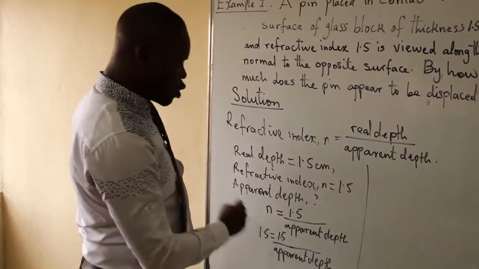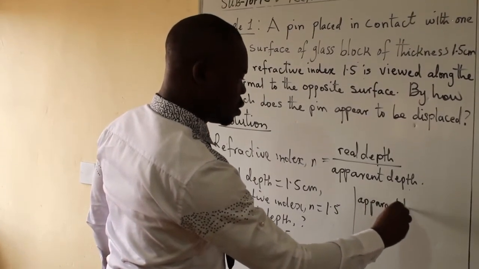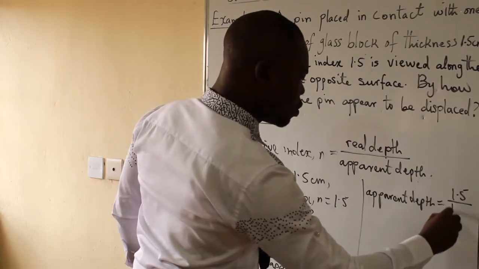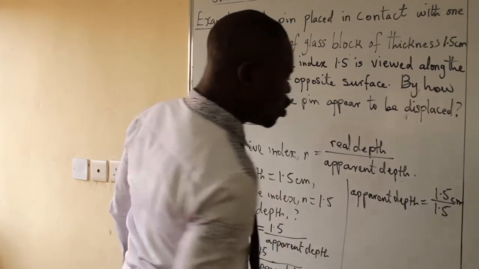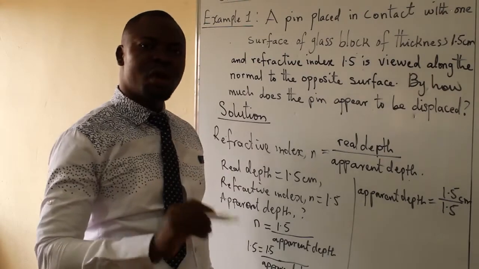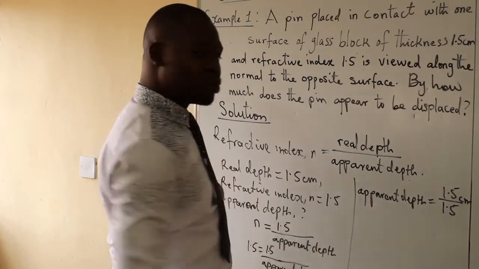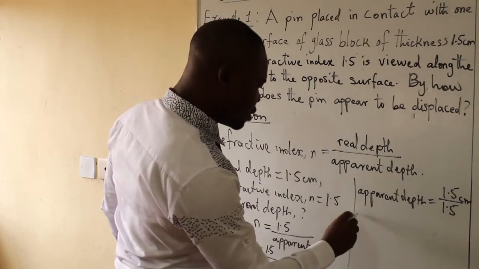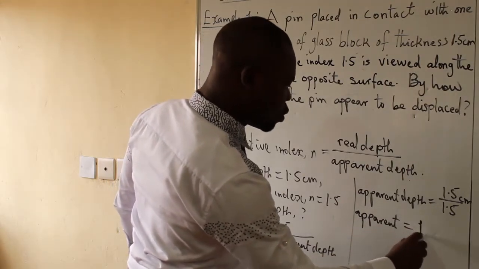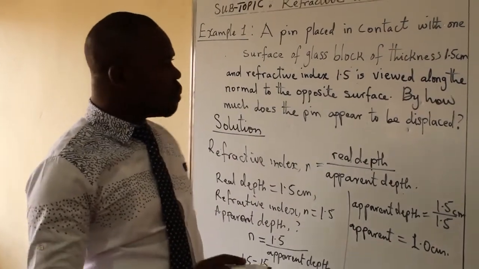Okay, so if you cross multiply, apparent depth equals 1.5 centimeters over 1.5. The refractive index does not have a unit. There is no unit for the refractive index, so that is why it is given to be 1.5. So apparent depth from here, 1.5 over 1.5 will give you 1.0 centimeters. So you have 1 centimeter. That's the apparent depth. But that's not the question.